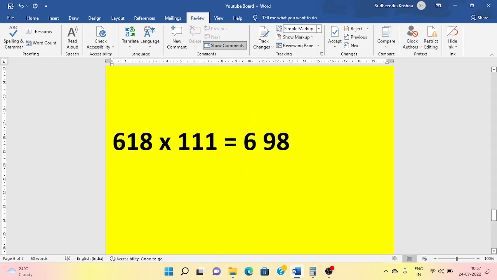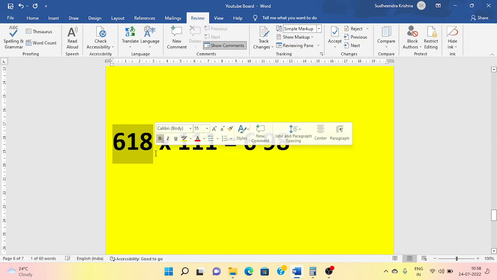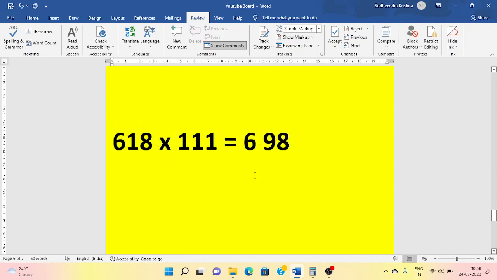Now you add the 3 digits 6, 1 and 8. So 1 plus 8 we got 9. 9 plus 6 is 15. But 15 is a 2 digit number. We cannot take a 2 digit number. So out of 15 I will take 5 and I will carry over 1 to the left number.